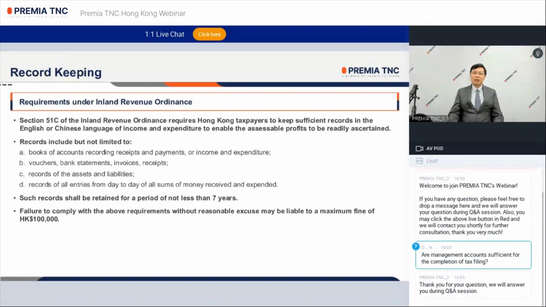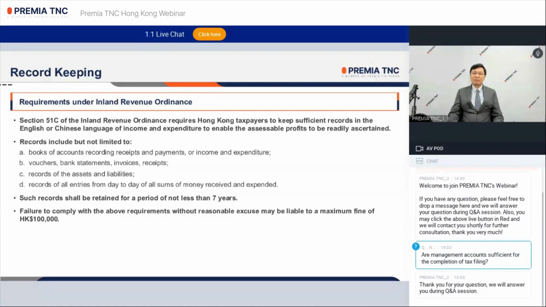There are some record-keeping requirements under tax laws in Hong Kong. Section 51C of the Inland Revenue Ordinance requires Hong Kong taxpayers to keep sufficient records of income and expenditure in the English or Chinese language to enable the assessable profits to be readily ascertained.